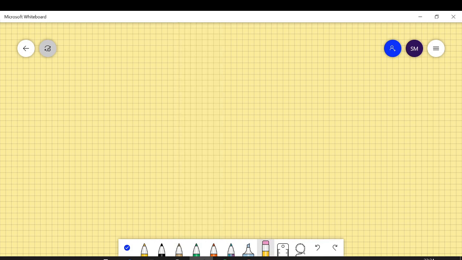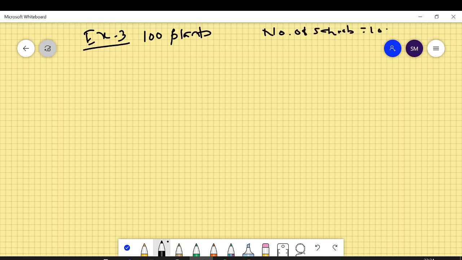Then next. Here 100 plants each were planted in 100 schools during Vanmahotsav. Vanmahotsav is celebrated in 100 schools, where the 100 schools are provided 100 plants. 100 plants are provided to 100 schools. Then the number of schools is equal to 100, and each school is provided 100 plants.